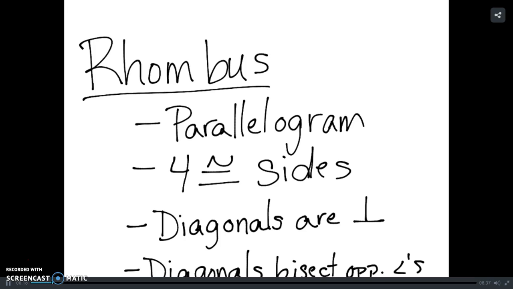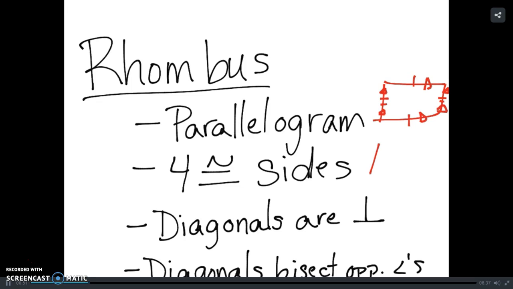And we're still talking about parallelograms. So a rhombus is a parallelogram. It also has to have four congruent sides. So if it is going to be a parallelogram, remember that the opposite sides have to be parallel and congruent. And if it's going to be a rhombus, that is true. And in addition, we're adding to that, all four sides are congruent.